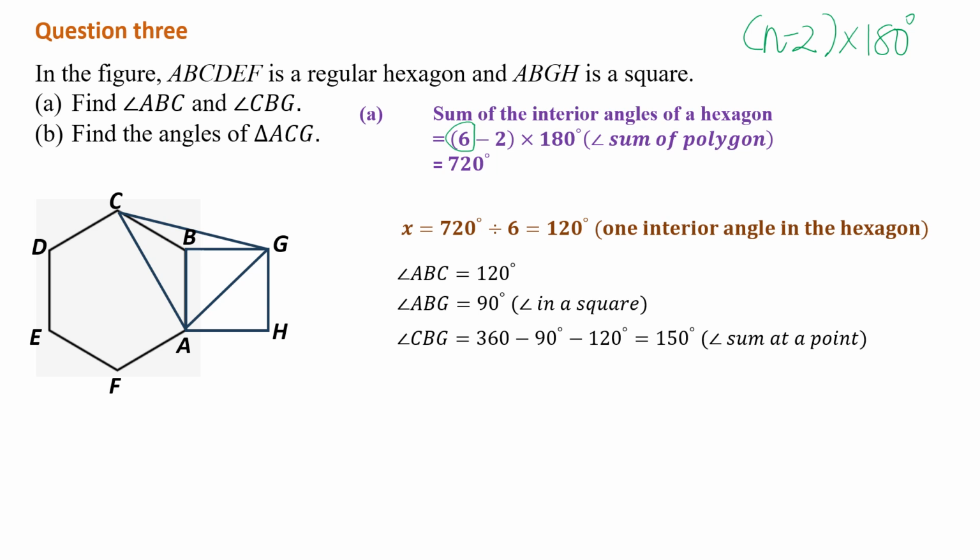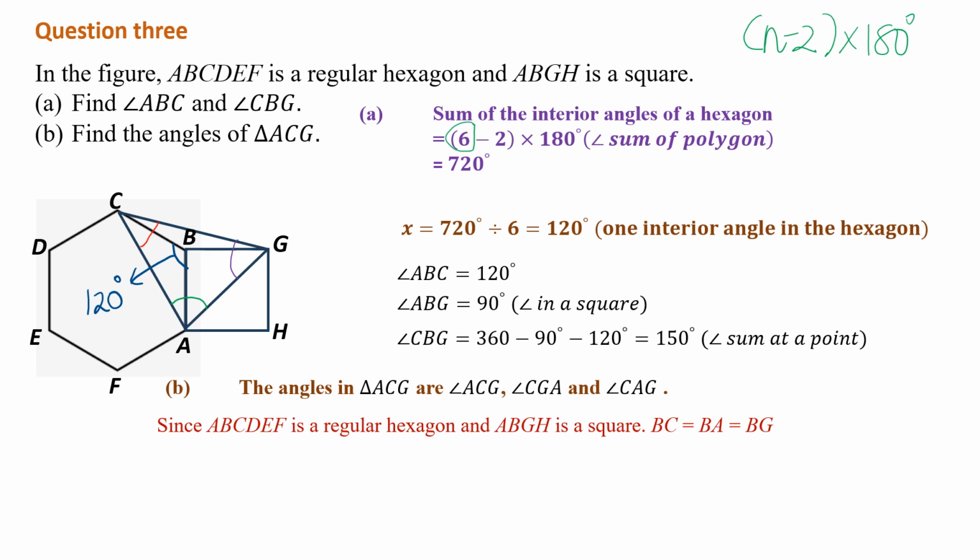So to do part B, let's list down the angles that we need to find in triangle ACG. So what are they? Basically the angles in triangle ACG are angle ACG, this one here, angle CGA, this one, and then CAG.